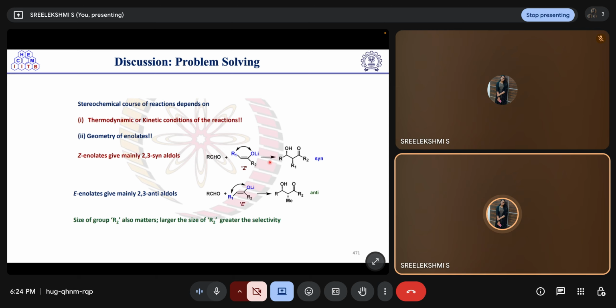Z-enolate means this group and this OLi are in the same position. E-enolate means this OLi, which is the large group, and this R1 are in opposite directions. This applies if OLi is larger than R2. But if OLi is smaller than R2, then it will be opposite. So the size of the R2 group also matters. The larger the size of R2, the greater the selectivity.